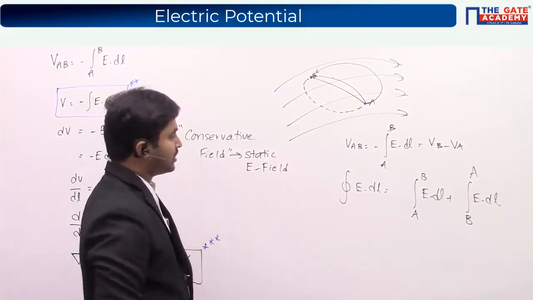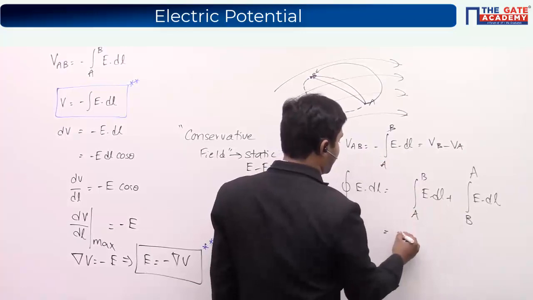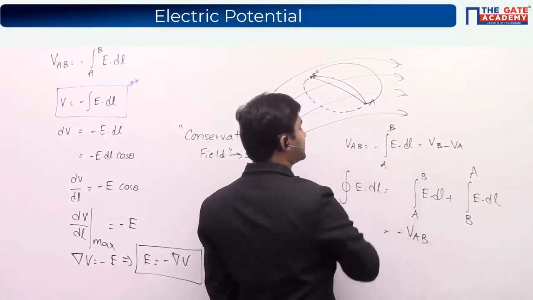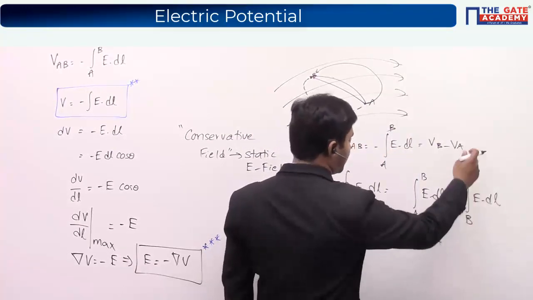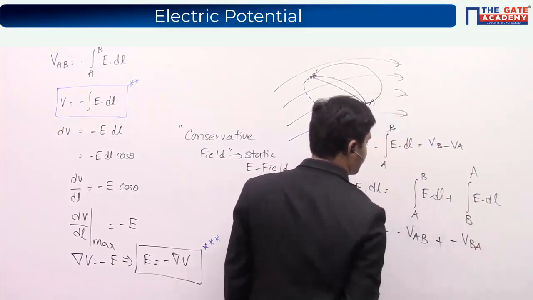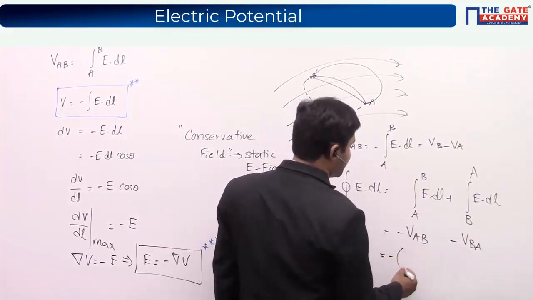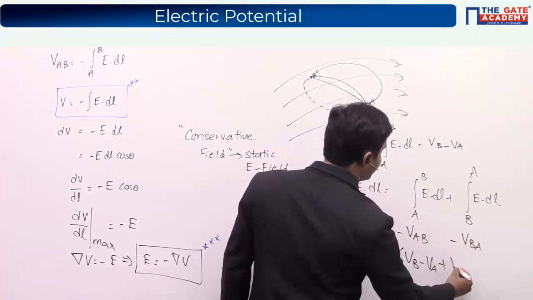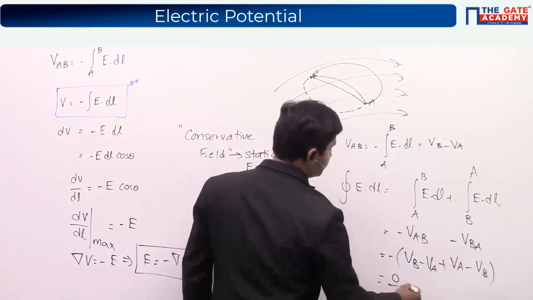Now, you see, the integral from A to B of E dot dl is nothing but minus VAB according to this formula. And when you are moving from B to A, it is going to be minus VBA. If you take the minus as common, VAB is nothing but VB minus VA, and VBA is going to be VA minus VB. So totally it is going to become equal to 0.